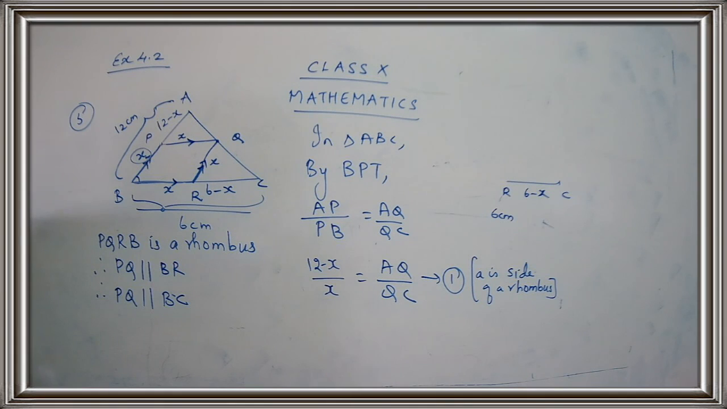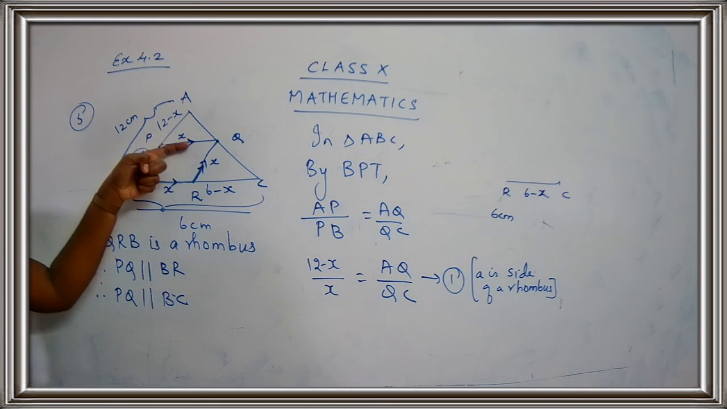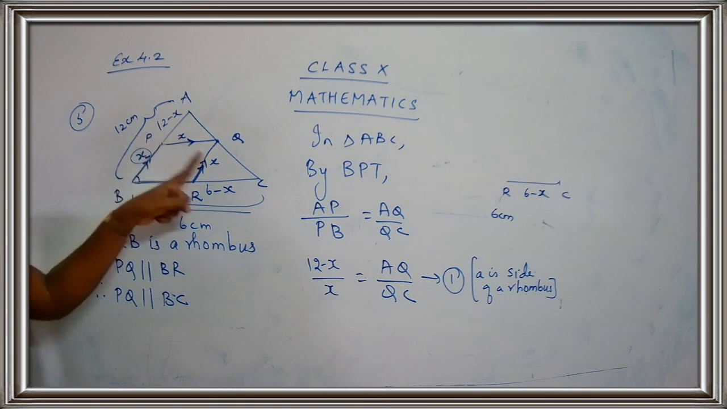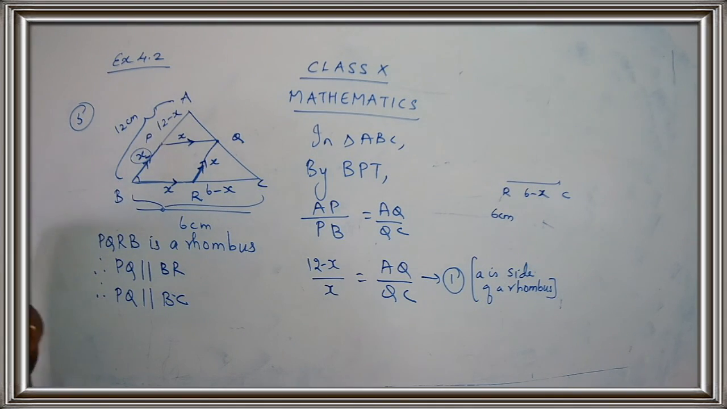A is the side of a rhombus. Okay, shall we go for the next part now? So we have completed the first set of parallel lines. Now you are going to focus on the next set of parallel lines. Let us take the next set of parallel lines.